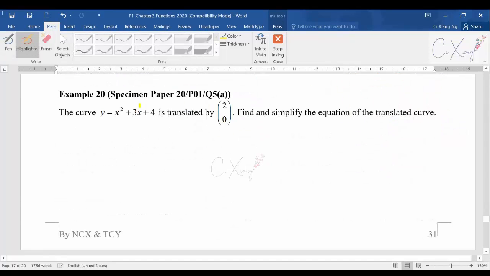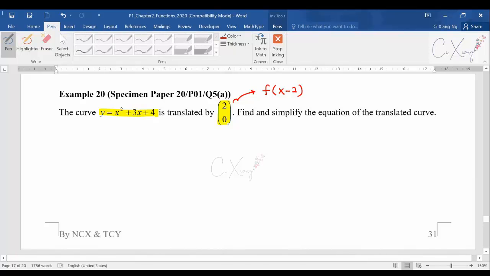Okay, so for example 20, we take it out from a specimen paper of year 2020. They give you a curve here, and then they want you to translate it by (2, 0). So they want you to find and simplify the equation of the translated curve. If you look at this one, what does it mean? It means that you need to actually substitute the function of f with minus 2 inside. Correct or not? Like the example that I showed you above.